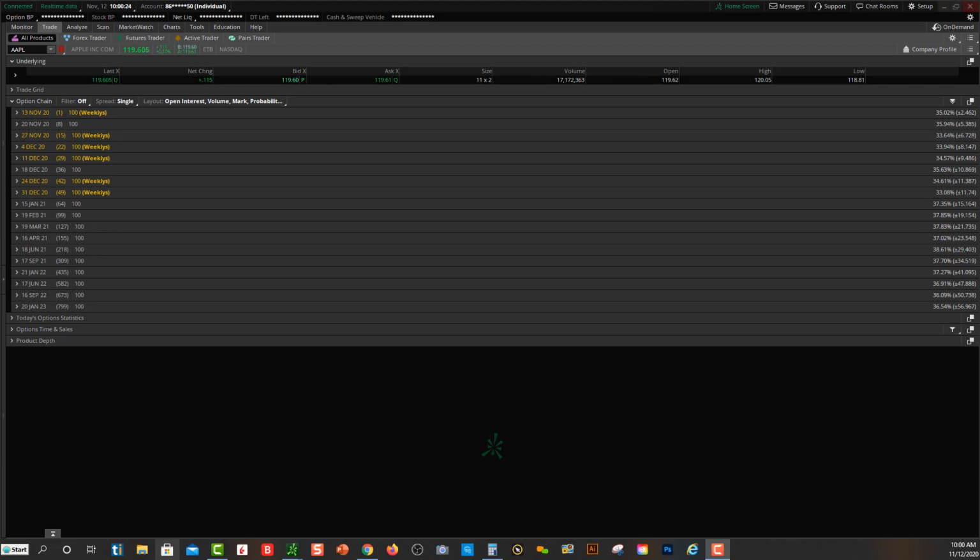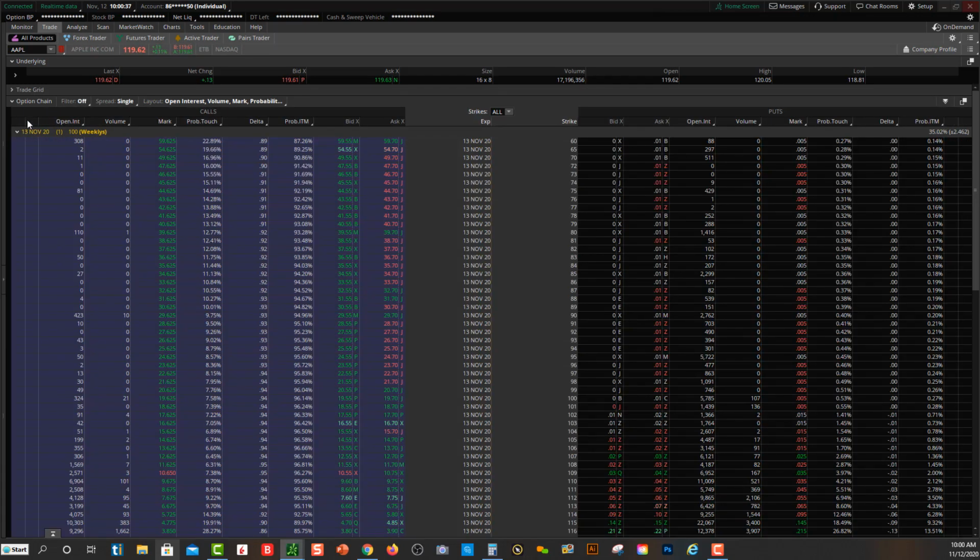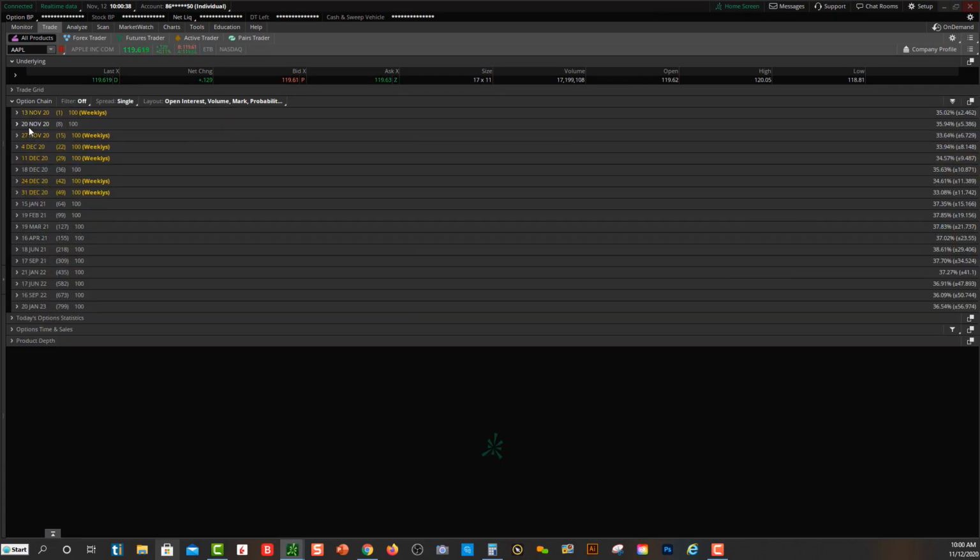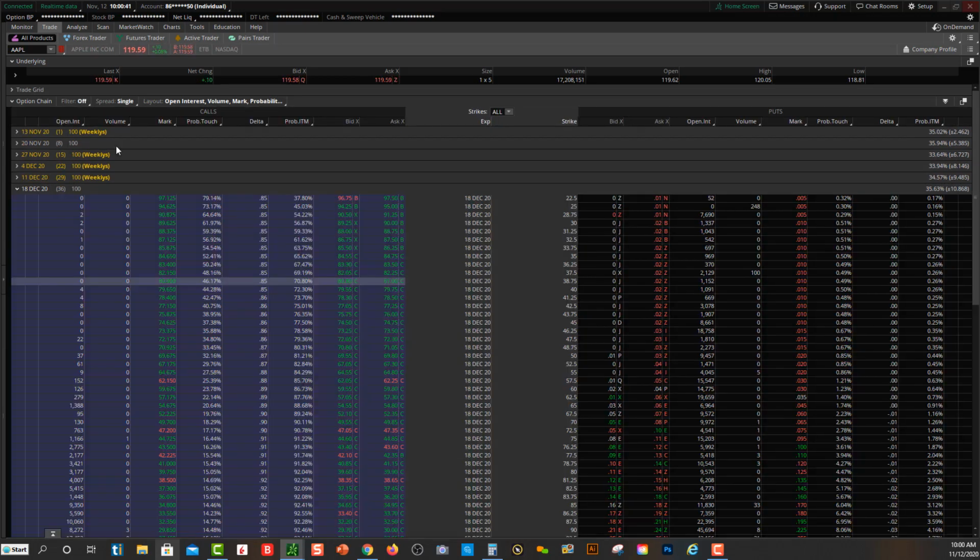Those weekly contracts are obviously cheaper because there's less time to expiration. Those are people that are typically day trading them or doing short-term swing trades. So when you open this up again, you can customize your columns to the way that you like. Right up over in here, you can customize.